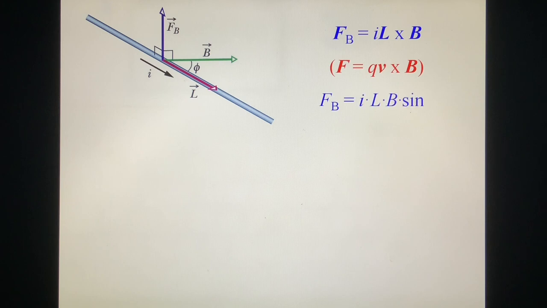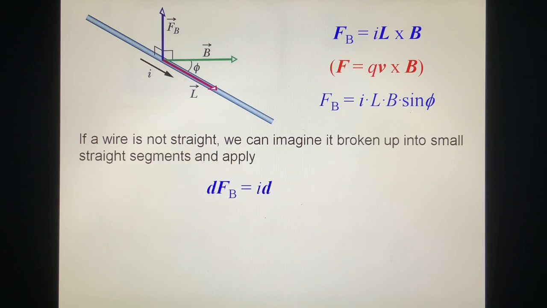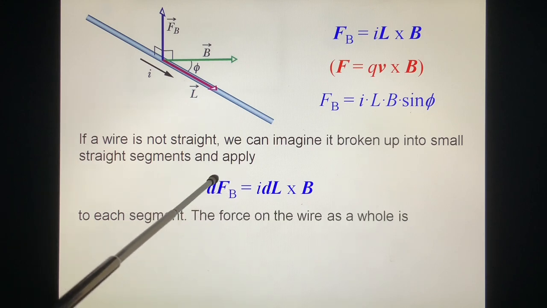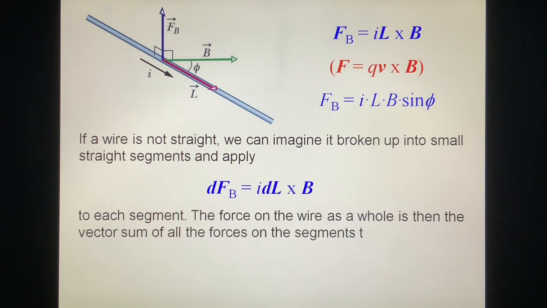Rewrite, okay, the phi is the angle between them. If a wire is not straight, we can imagine it broken up into small straight segments and apply the formula to each straight segment: dF_B equals I dL cross B for each segment. The force on the wire as a whole is then the vector sum of all the forces on the segments that make it up.